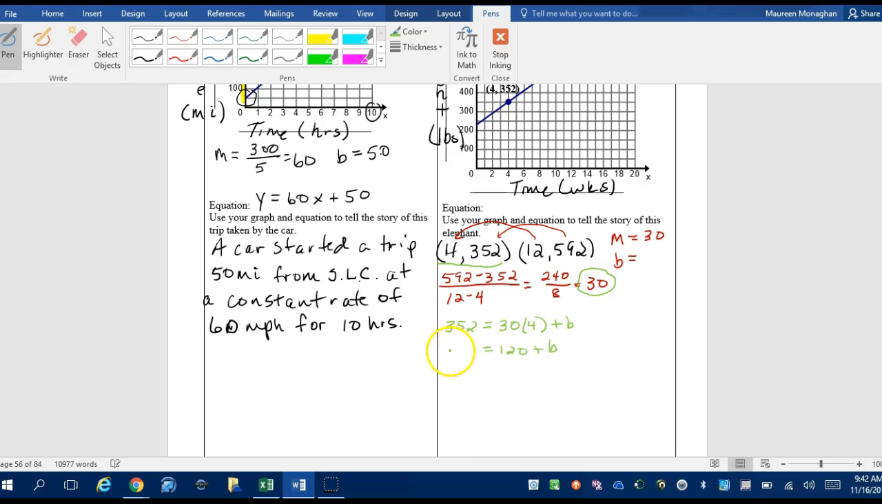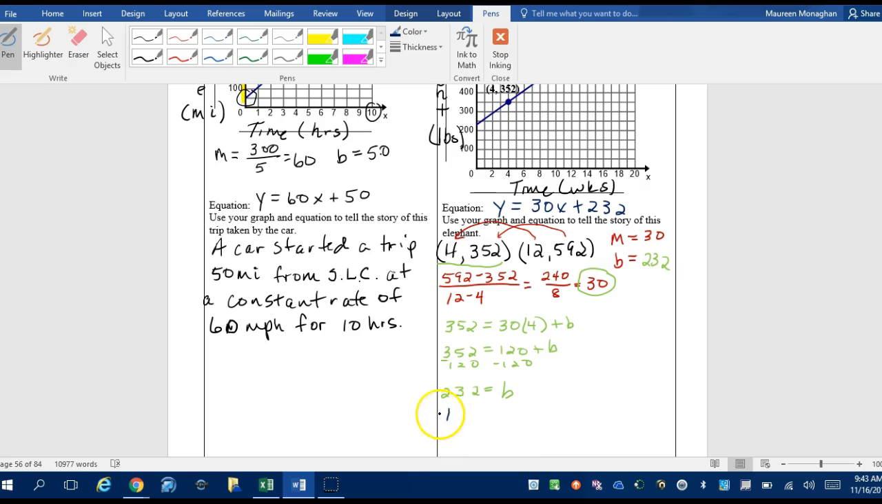120 plus b, 352, subtract the 120, and I get 242. JK, 232. Come on, Monahan, do the math. 232. So 232 is my y-intercept. So the equation is, let me get a darker color here, y equals 30x plus 232.